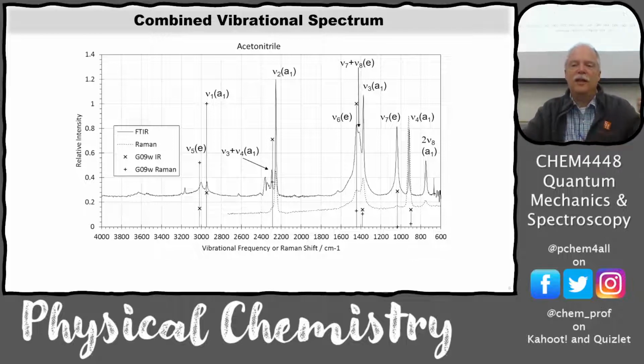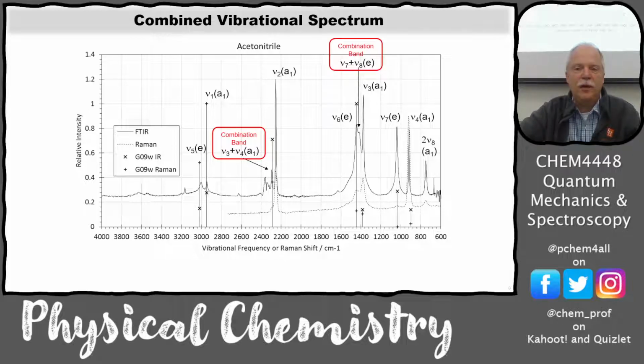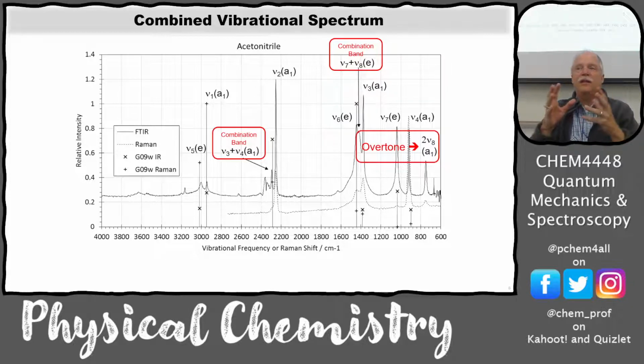And so where these other peaks come from, well, they're combinations. So we have this combination band of nu 3 plus nu 4, and we have this combination band of nu 7 plus nu 8, and we actually see an overtone. So there are more than 8 peaks in the infrared spectrum, and so we had to figure out what's going on with those. There's a few other peaks here.